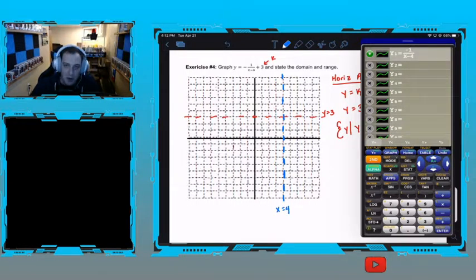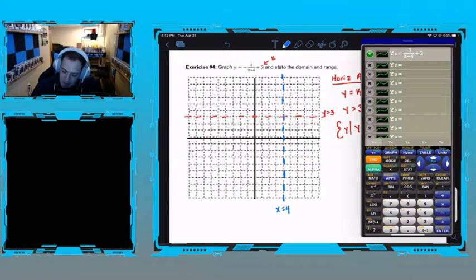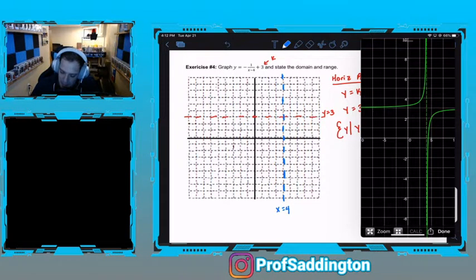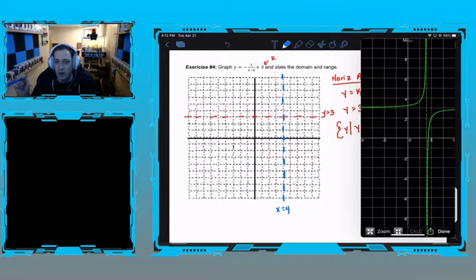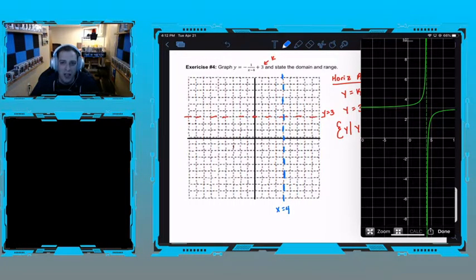It doesn't matter if you put the negative on the outside or if you put it to the top of the fraction. It's the same thing. Plus 3. I'm hitting graph, and when you're looking at the graphs, just remember that the horizontal dotted line will never show up on the calculator. It only shows the vertical one. So you're just going to have to kind of eyeball to make sure that what you did was correct.